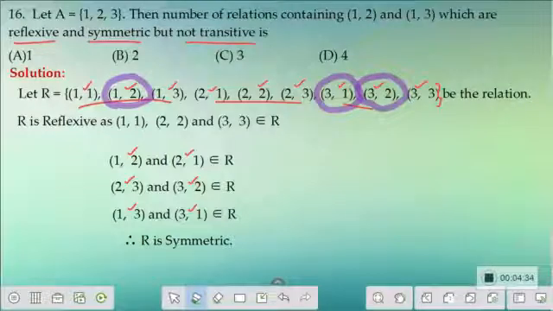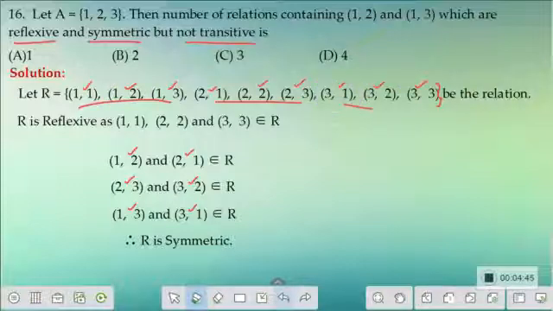But we don't need it transitive because we need to have a relation which is reflexive and symmetric but not transitive. So what is to be done? How to make this non-transitive but without affecting reflexive and symmetric? There is one thing to be noted here.